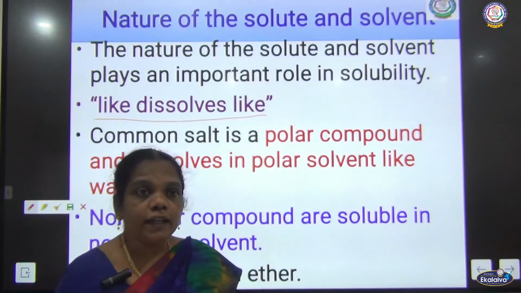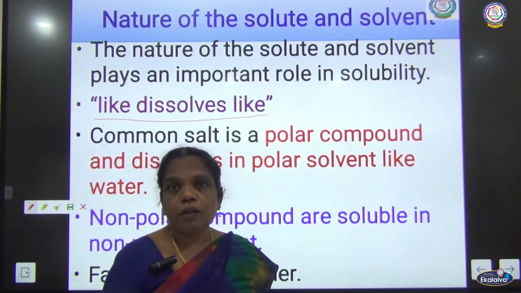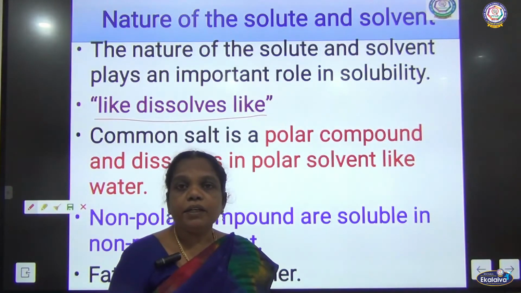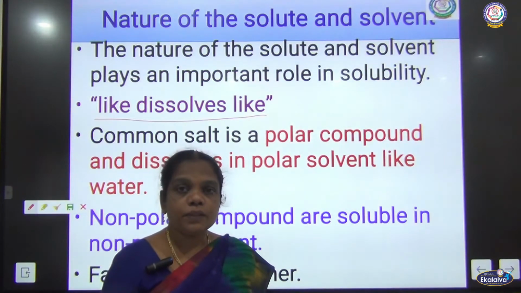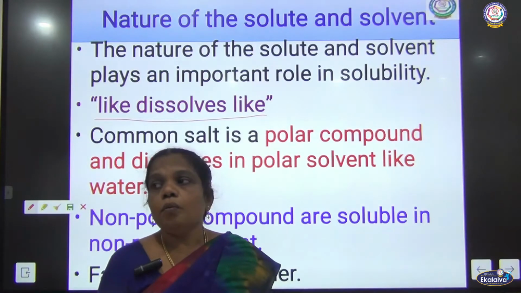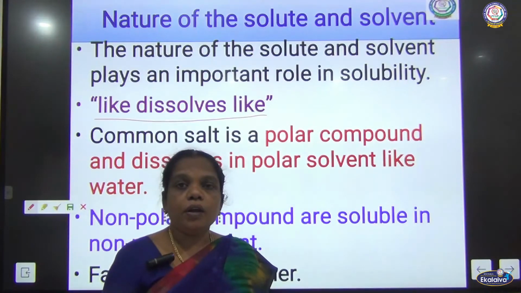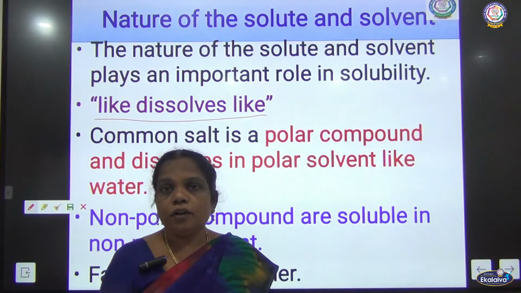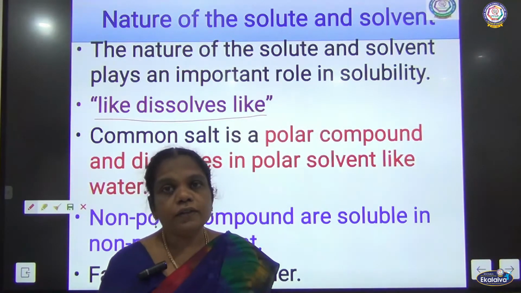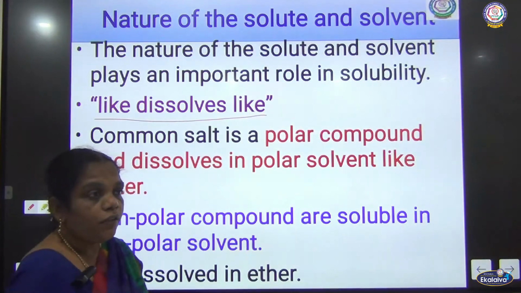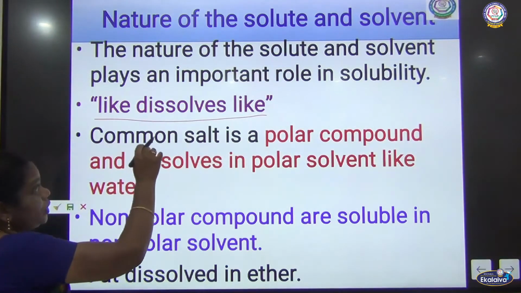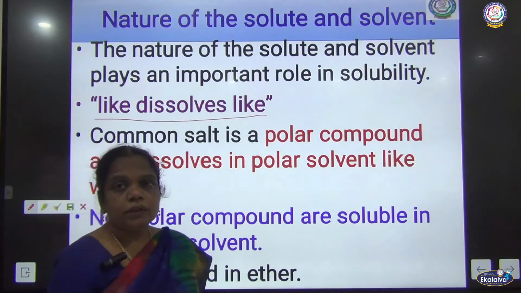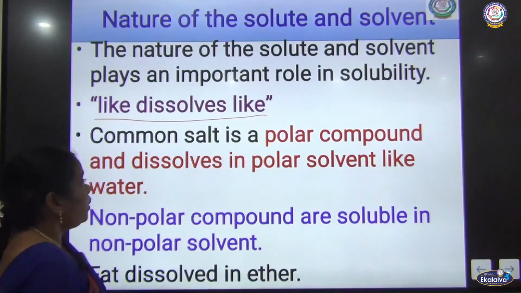If the solute is an ionic compound, an ionic substance, it can be easily soluble in polar solvent. A polar substance can be easily soluble in polar solvent, and a non-polar substance can be easily soluble in non-polar solvent. So, the phrase used for solubility is like dissolves like. Like dissolves like. Here the polar compound can be dissolved in polar solvent.